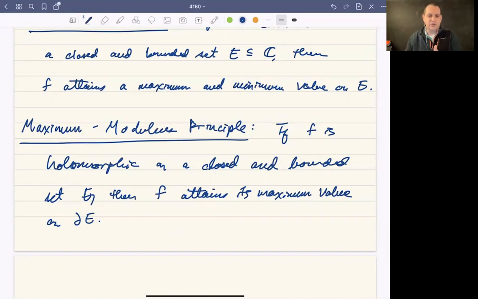The same is actually true of the minimum. If you apply the maximum modulus principle to 1 over f, then you get that 1 over f has a maximum on the boundary, therefore f has a minimum on the boundary. Just like everything else I've talked about, you can replace the word maximum with minimum, and this is all true. But generally, this is worded as the maximum modulus principle. So if f is holomorphic on a closed and bounded set, it attains its maximum value on the boundary of E. Okay, so that's the maximum modulus principle.